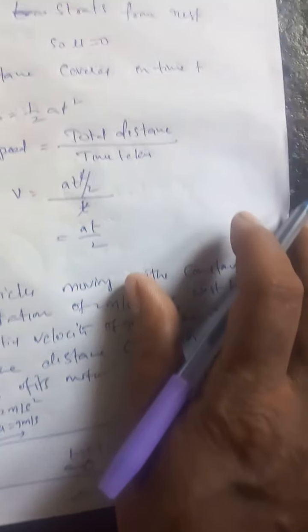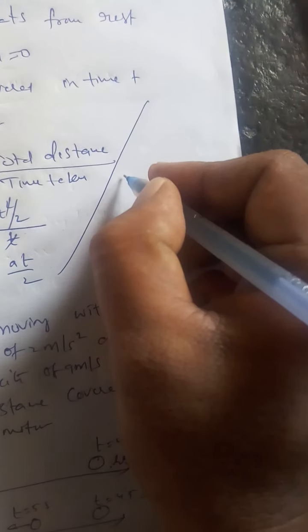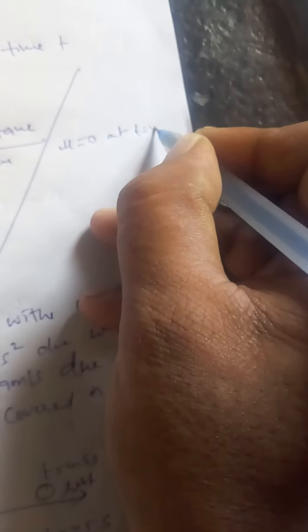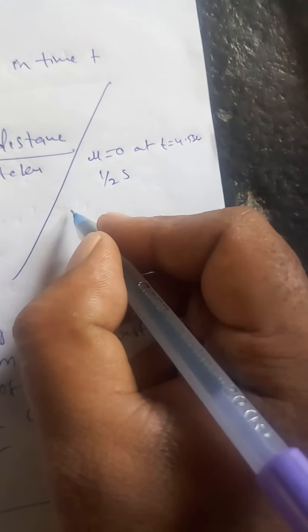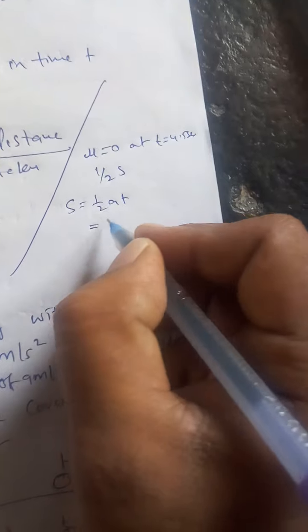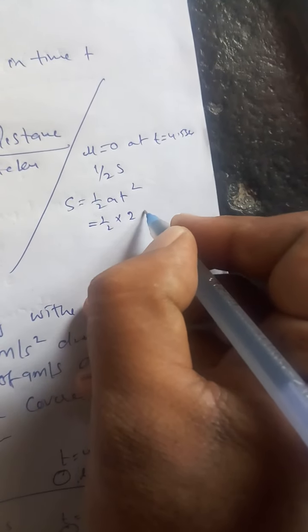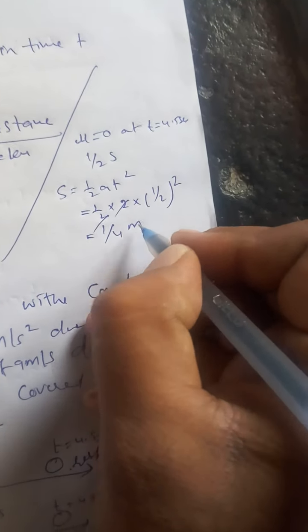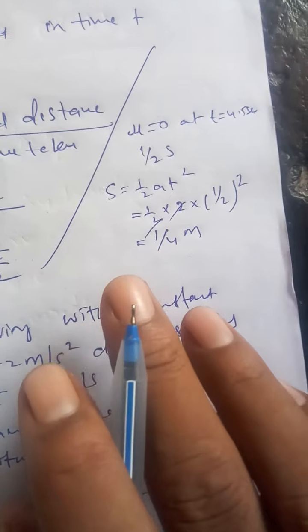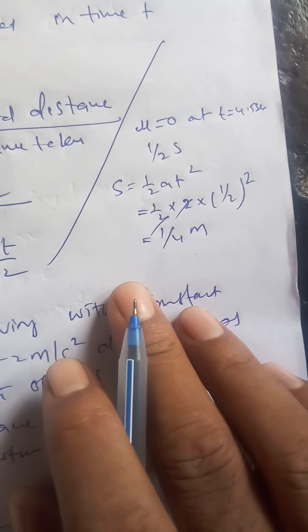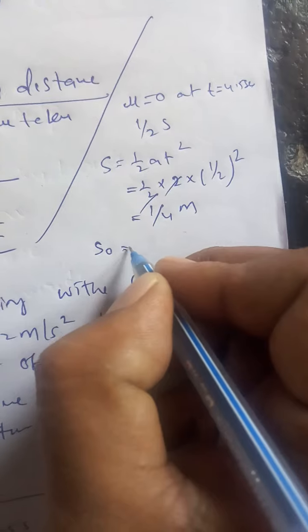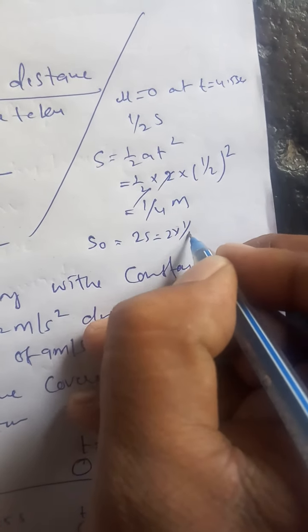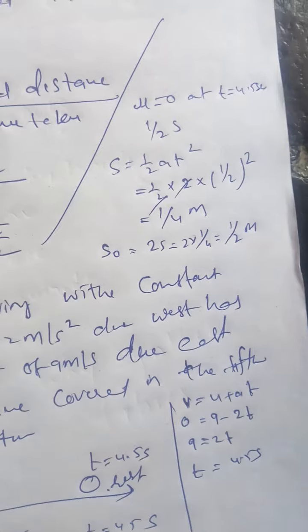Let u be equal to 0 at time equal to 4.5 seconds. The distance covered in half a second: s equals half a t square, which is half into 2 into (1 by 2) whole square. The 2 cancels, so it equals 1 by 4 meters. So the total distance covered in the 5th second of its motion is s naught equals s 1 plus s 2, which is 1 by 4 plus 1 by 4, equal to half meter.